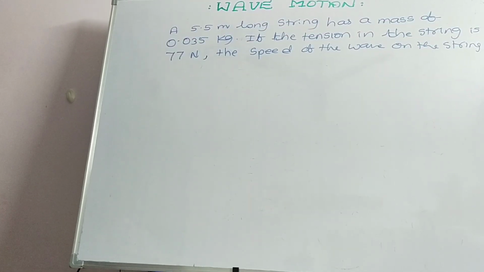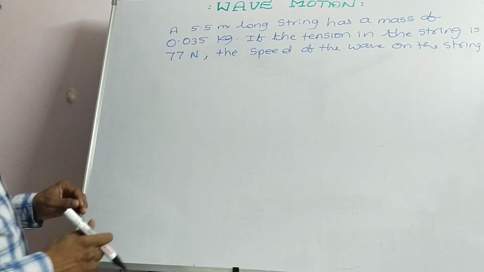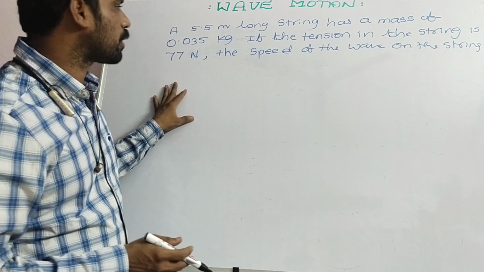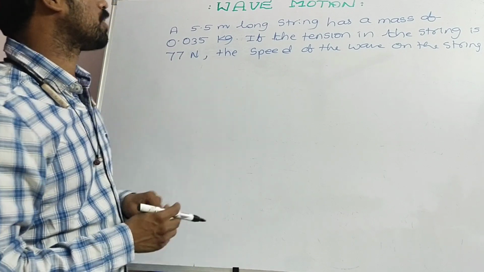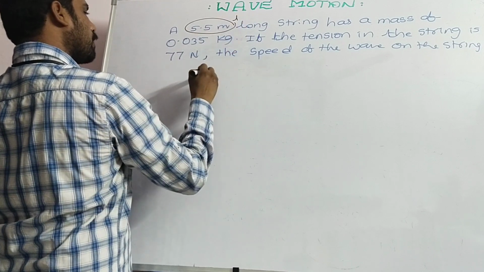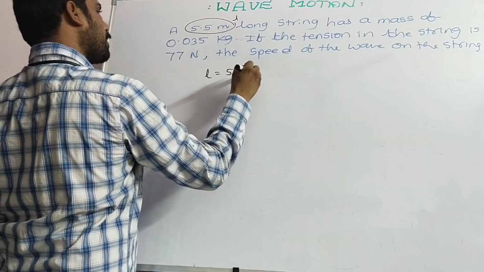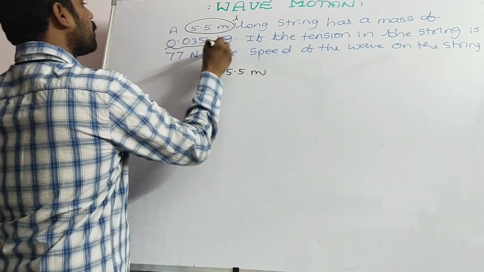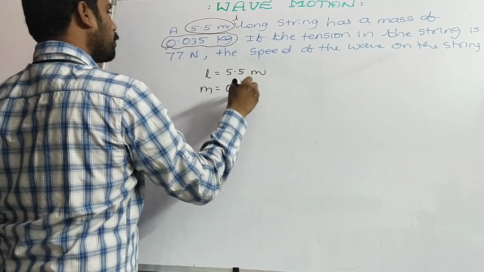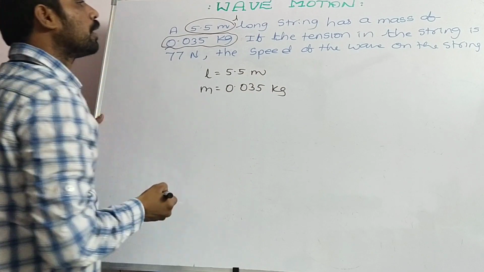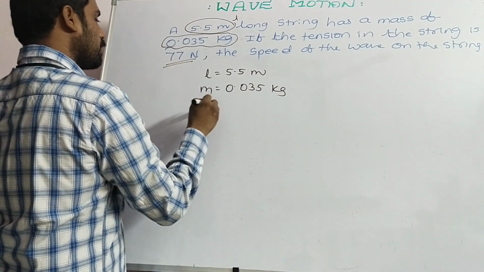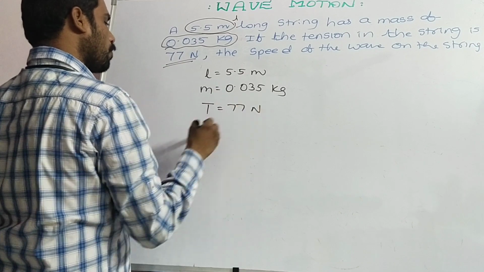So here a 5.5 meter long string has a mass of 0.035 kg. If the tension in the string is 77 Newton, the speed of the wave on the string is. So here string length L is equal to 5.5 meters is given, and mass M is equal to 0.035 kg. The tension in the string is 77 Newton.